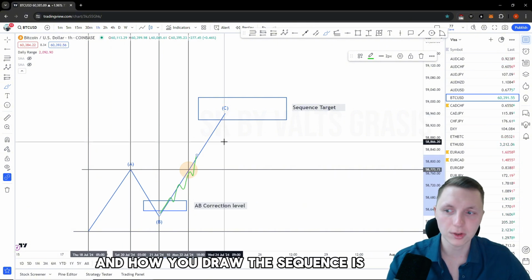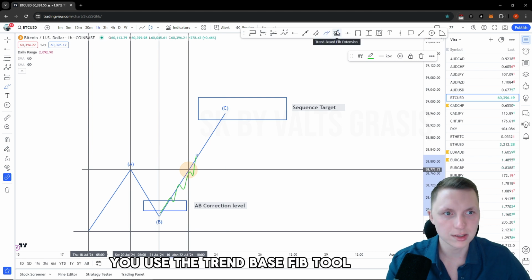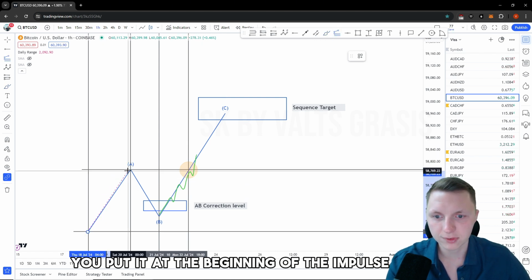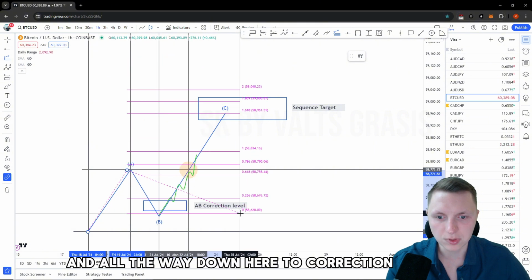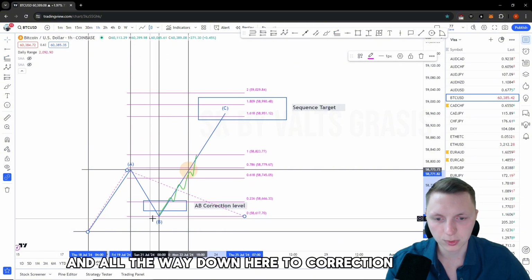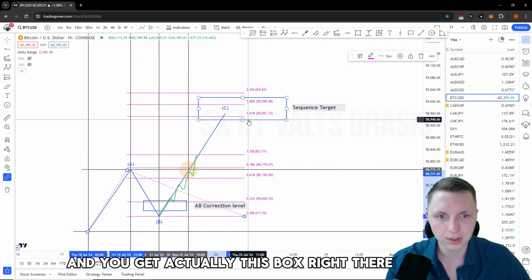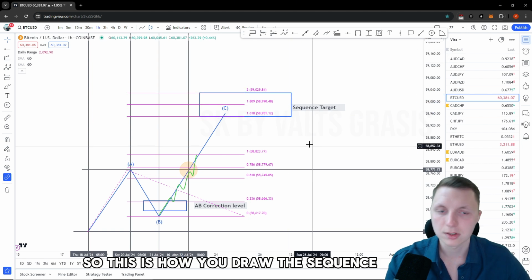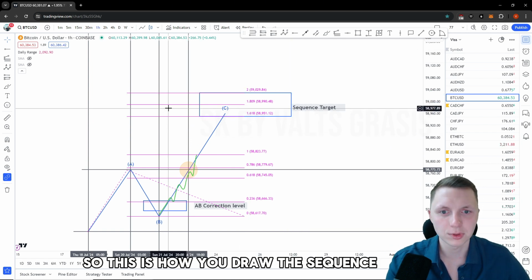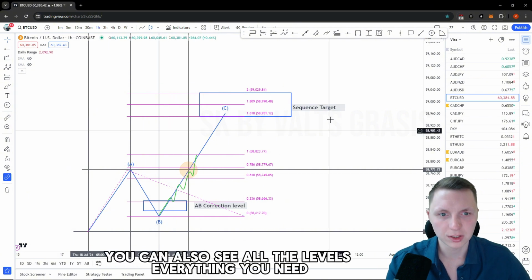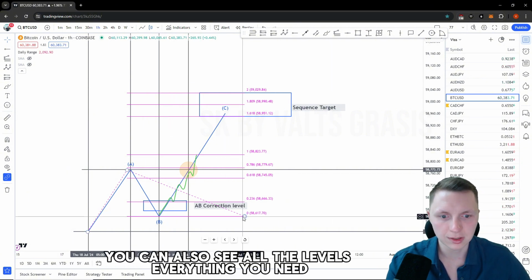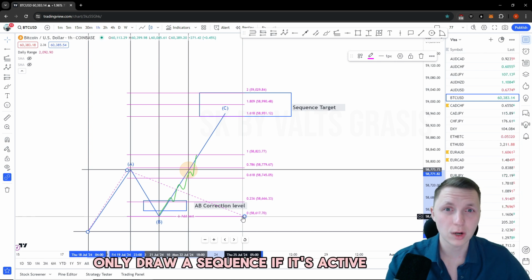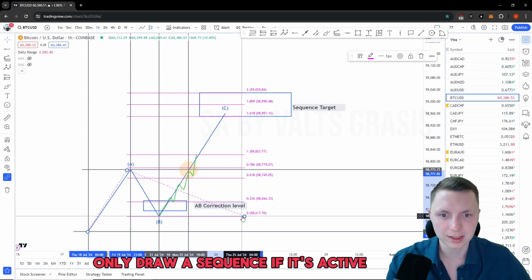How you draw the sequence is you use the trend-based fib tool. You put it at the beginning of the impulse, at the end of the impulse, and all the way down to the correction, and you get this box right there. So this is how you draw the sequence. You can also see all the levels, everything you need. That's the important part: only draw a sequence if it's active.